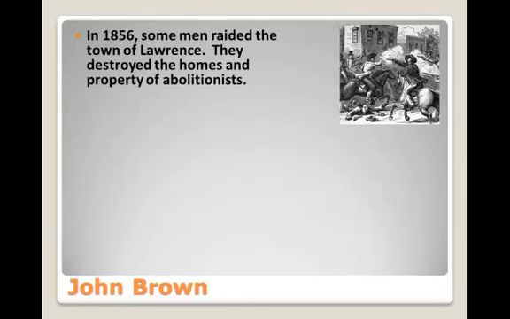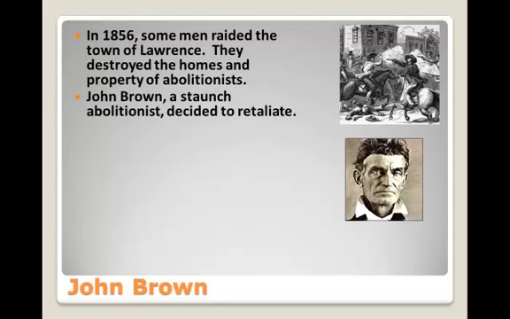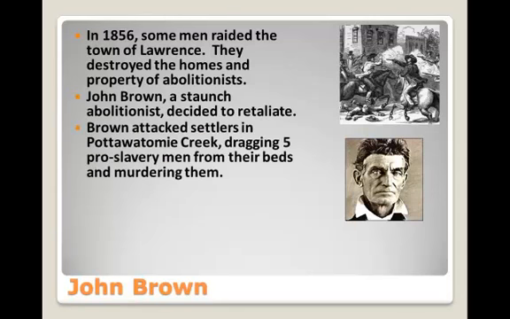In 1856, some men decided to raid the town of Lawrence. They destroyed the homes and property of the abolitionists. Well, John Brown was a staunch abolitionist, and he decided to retaliate with violence. Brown attacked settlers in Pottawatomie Creek. He dragged 5 pro-slavery men from their beds in the middle of the night and murdered them.